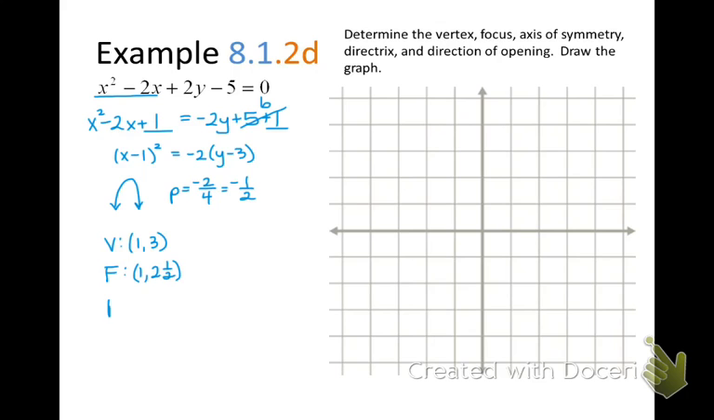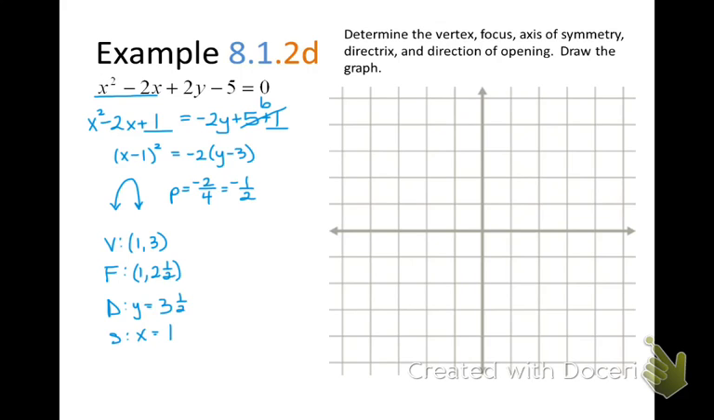Where does my directrix go? Up from the 3 by 1/2, so it will go up to 3.5. And what kind of an equation is it? y equals, because for a vertical parabola, we want a horizontal line, right? Knowing that, what's my axis of symmetry? x equals, and I steal the 1.